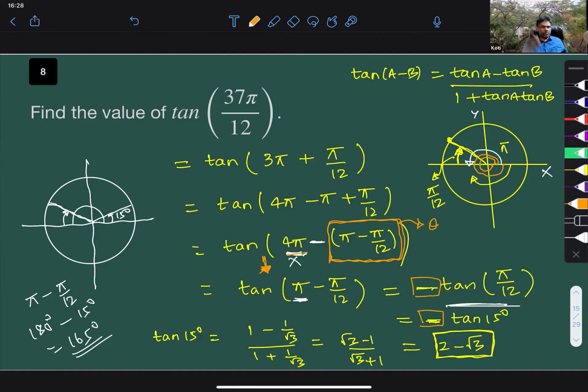Now, let's say I use the calculator. I mean, we are overdoing it at this stage, but let's say I use a calculator. So 37 pi by 12 is what? 15 degrees, so 37 into 15 degrees. How much is this? 37 into 15 will be 5. Now if I use a calculator, tan of, I don't know whether I have set it to degrees. Let me check.